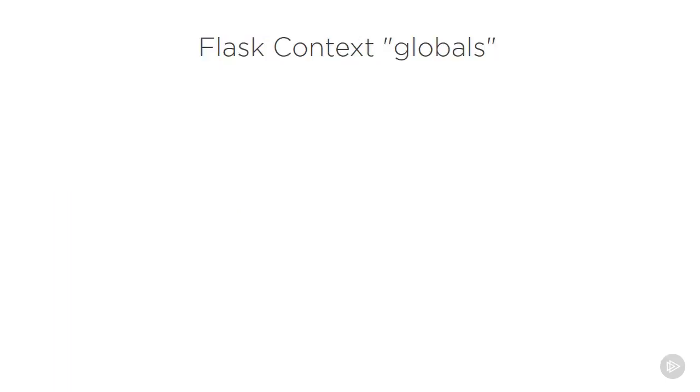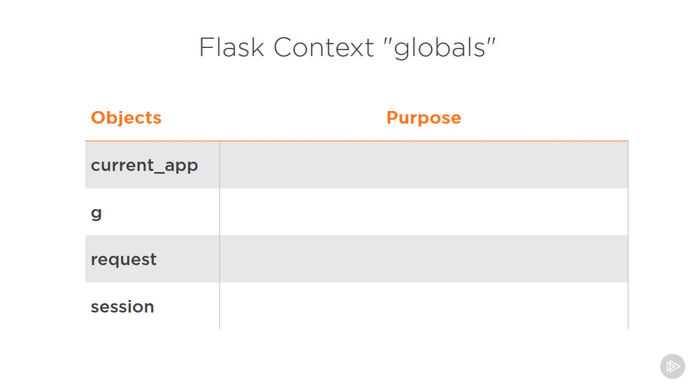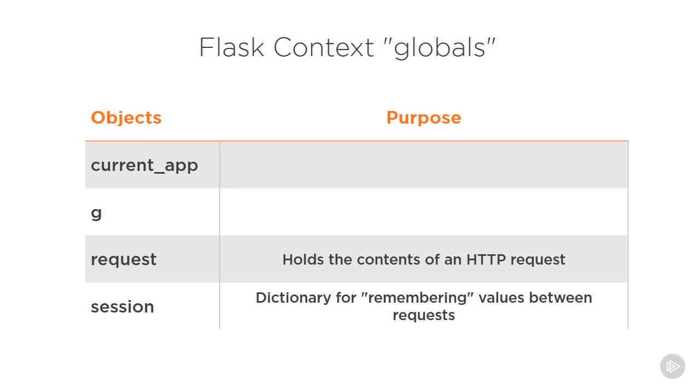Each context provides us with some globally accessible local variables, which can be referred to as context globals. The four most important context globals are current app, g, request, and session. We are already familiar with some of them, like the session object we use to store the user ID. Now we know how it's created and why it always has the data of the user making the request. The request object holds the information about the incoming request. Without it, we couldn't really do much.